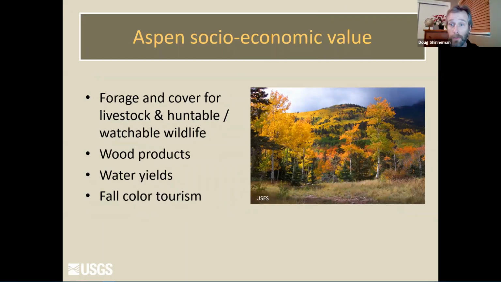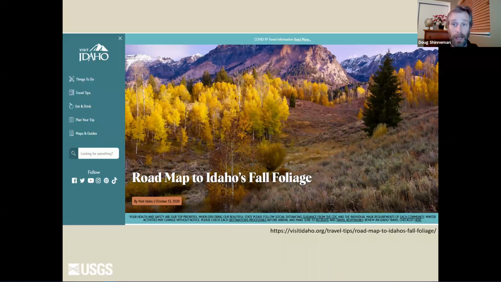Of course, aspen forests also provide significant socioeconomic value across much of the Western US. Aspen forests provide forage and cover for livestock and huntable and watchable wildlife. And in some areas, aspen forests produce economically valuable wood products. And studies have shown that aspen can have positive effects on water yield and water quality compared to adjacent conifer forest types. And aspen forests are also important due to the significant contribution they often make to local and state economies, particularly as a result of tourism to see fall colors. So in fact, the state of Idaho promotes aspen fall color tours to attract visitors that benefit local economies, as do many other interior Western states.